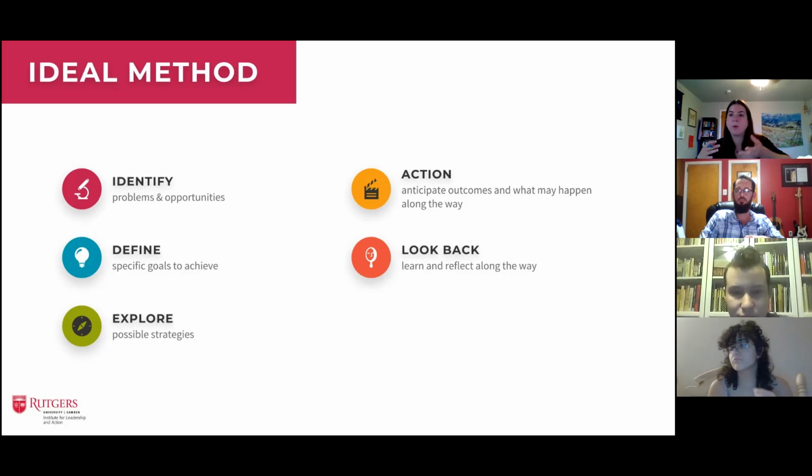I just want to note that critical thinking and problem solving are very interconnected. When you're solving a problem, you are inherently thinking critically along the way. So they are very interconnected and closely linked.